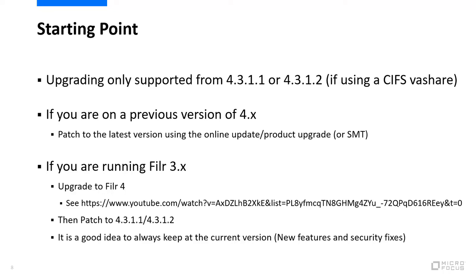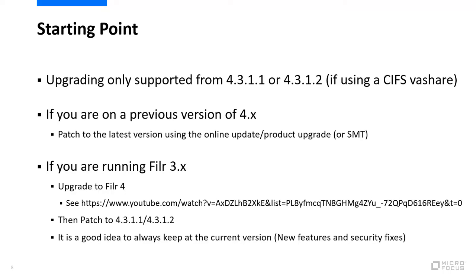If you're running on Filr 3 of some version, then you're going to need to upgrade to Filr 4 first. There is a YouTube video. I think most probably it'd be easier just to do a search for it. That's a bit more complex than what we're going to go through today with the 4 to 5 upgrade, in that you need to migrate the database. We changed the preferred database from MySQL to Postgres, and you need to move the database across to Postgres, and it also involved doing a full reindex of the system.